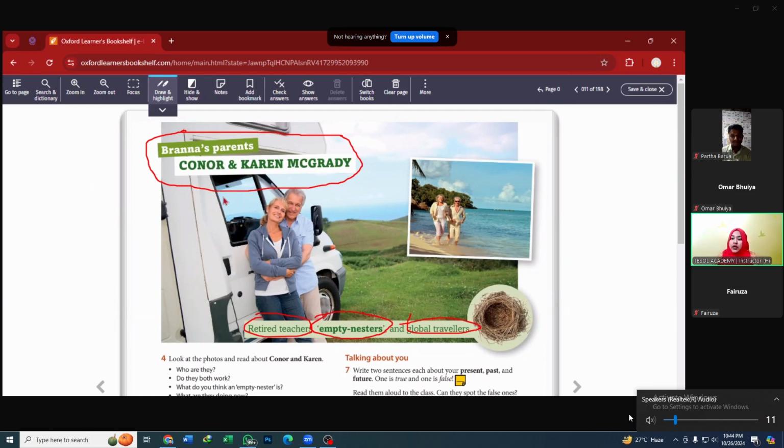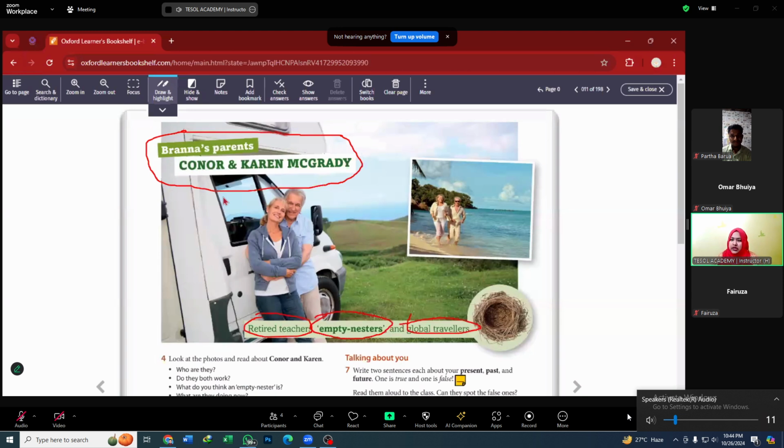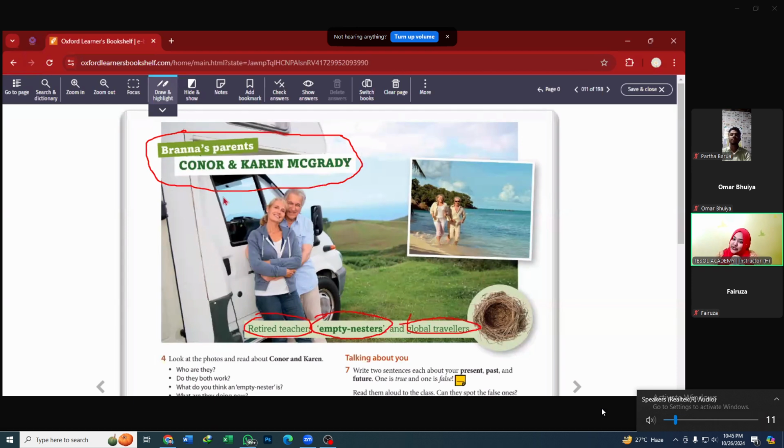So we are now using this as a proverb, not a proverb, I'm sorry to say, but just setting an example like that, that the home that the parents are living in is their nest and it's empty because the children have left it. That is why the parents are now called empty nesters. Understood? So that is what empty nesters are.